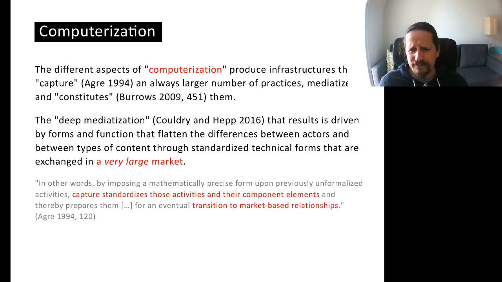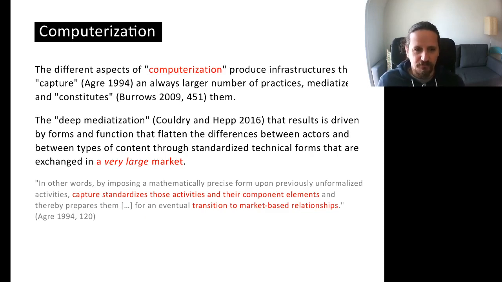So Philip Agre says that computerization has led to infrastructures that capture not data, that's not the first element, but capture practices themselves. So think about, we're in the quarantine now, right? What we're doing here now, for example, structures the way we relate. Think about something like Canvas or Blackboard, these e-learning systems, how they structure interaction.